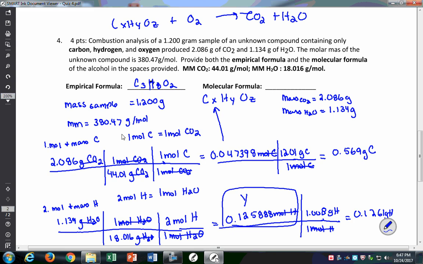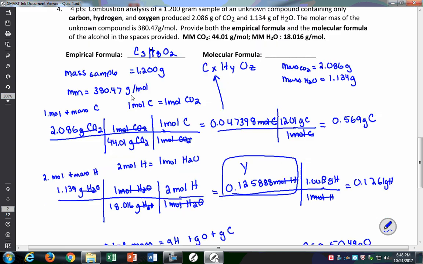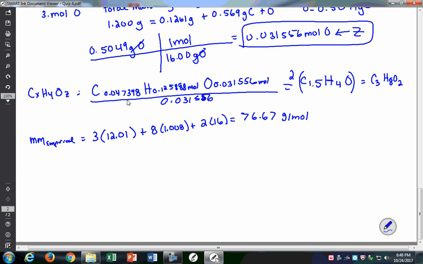So our actual molecular formula mass is 380.47. So we can figure out what that number must be by just dividing 380.47 by our empirical formula mass. That will give us a whole number if you've done everything correctly, or really close to a whole number. So this is 5. So that's our multiplier to get our molecular formula.